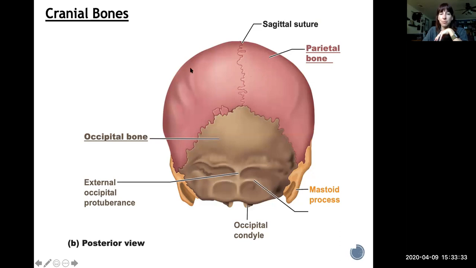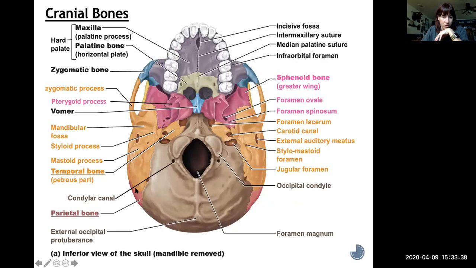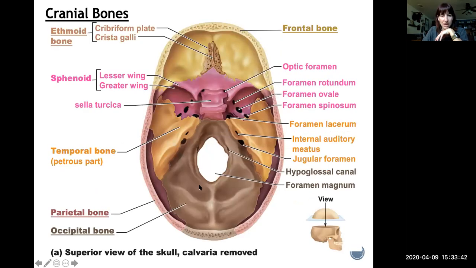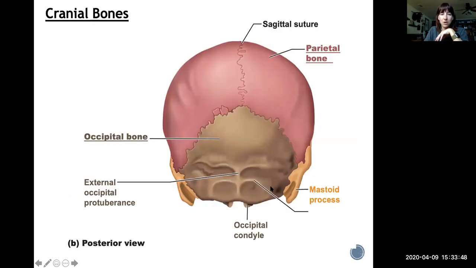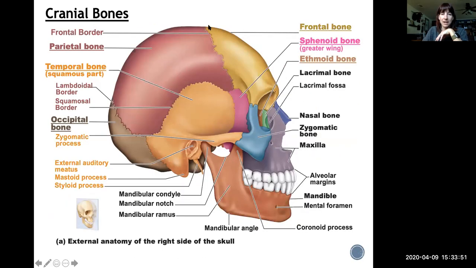So again, here are your parietal bones from the posterior view. You see a little chunk of them here from the inferior view, and from the inside, a little bit here. So really the only markings for the parietal bone that you need to know are where it connects to the other cranial bones that it shares borders with. So the frontal border, the squamosal border, and the lambdoidal border. And that's it for cranial bones.